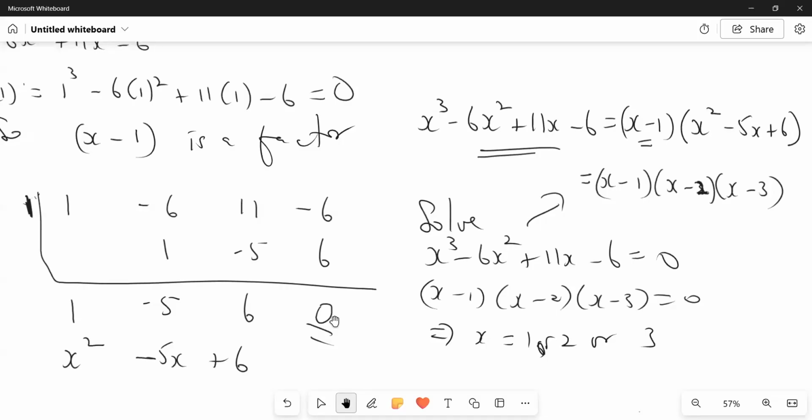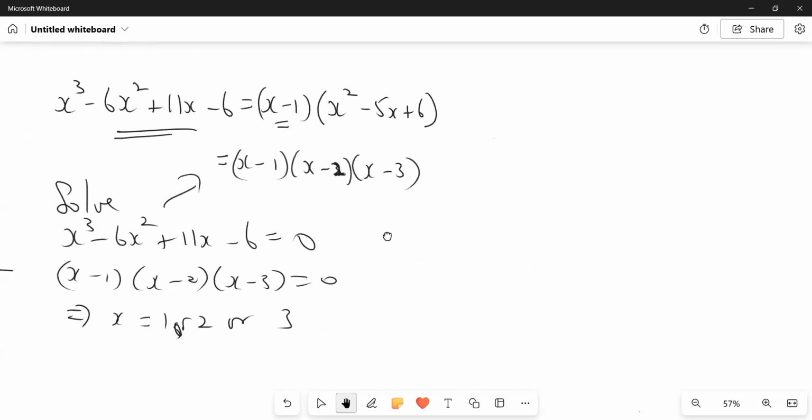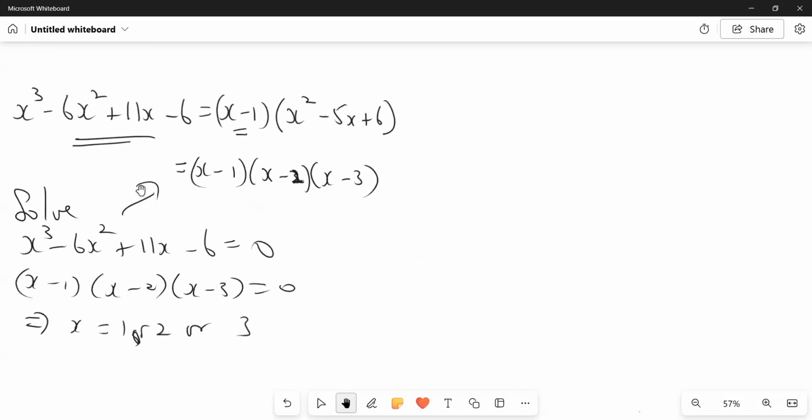You can use your remainder theorem. You can use synthetic division. You can use long division. It's up to you, right? As a matter of fact, this can help you to plot this graph now. We can even plot the graph now. I could tell you, well, here, can you plot this graph? What does this graph look like?